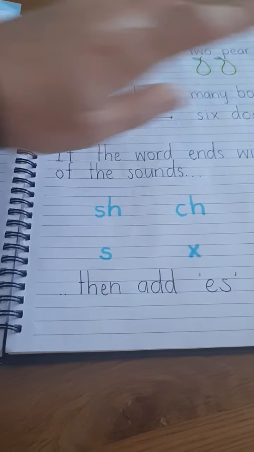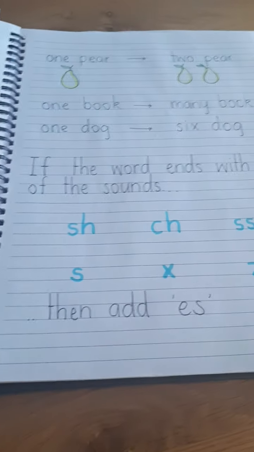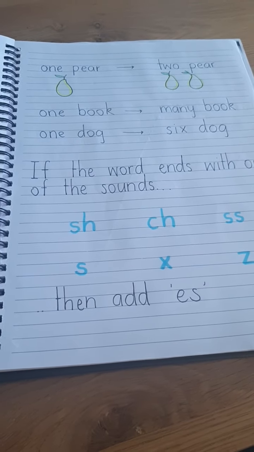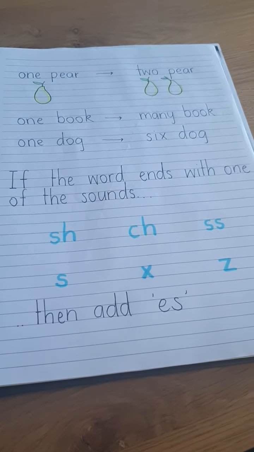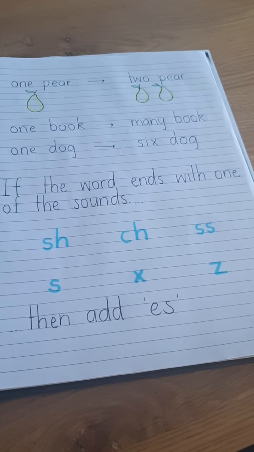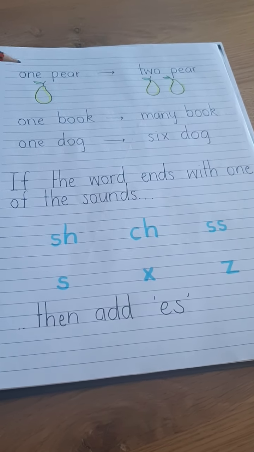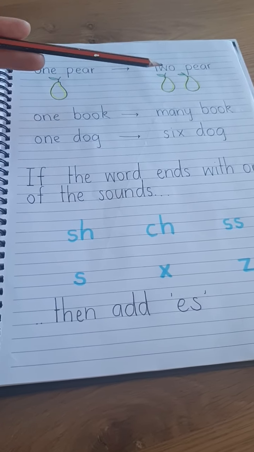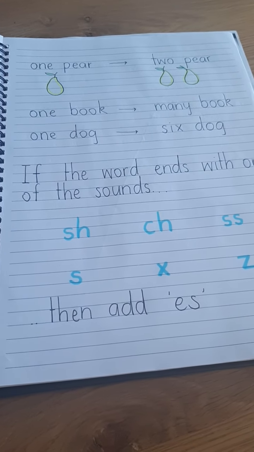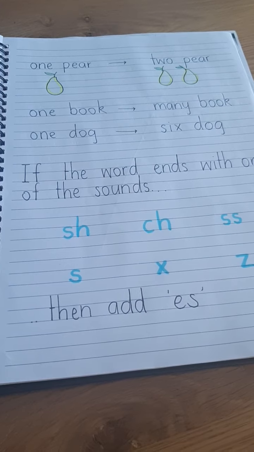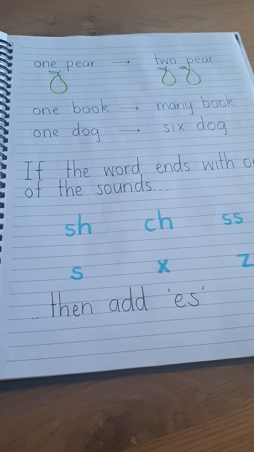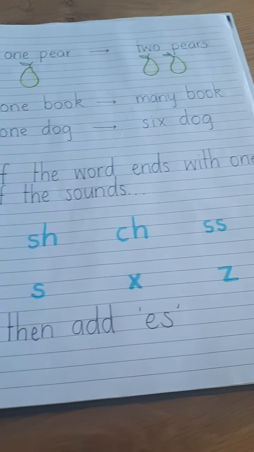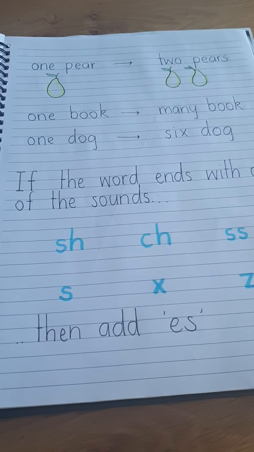Now luckily, like a lot of things in the English language, there are some tricks that you can learn to help you. So what I'm going to do is teach you the trick for adding ES. But first, let's just recap. So one pair is singular. What would I need to add to pairs to show that there's two? That's right, I would need to add an S on the end, and it becomes 2 pairs. Hear the difference?